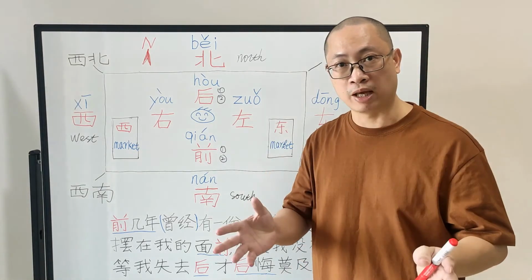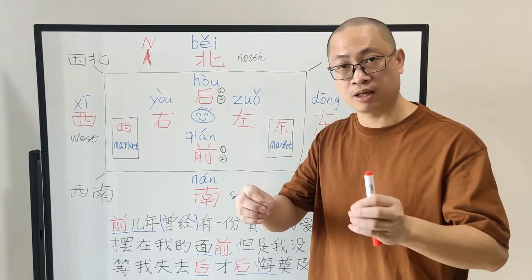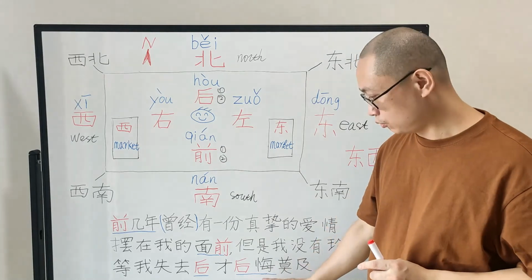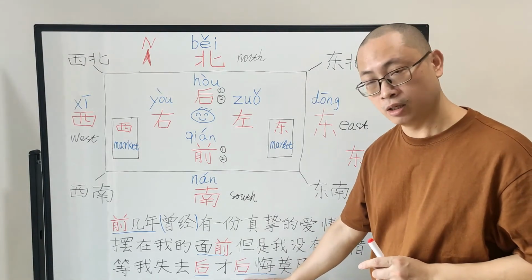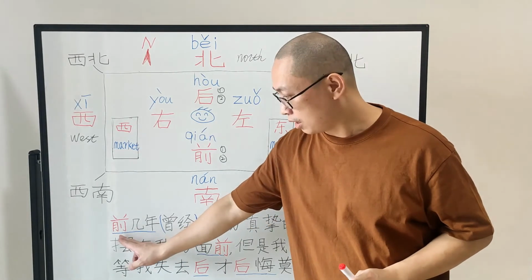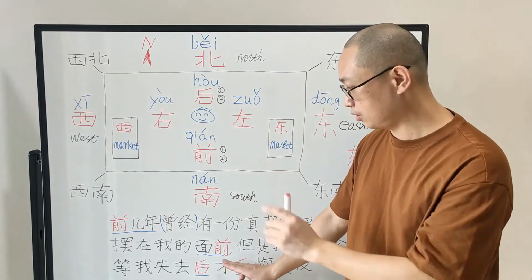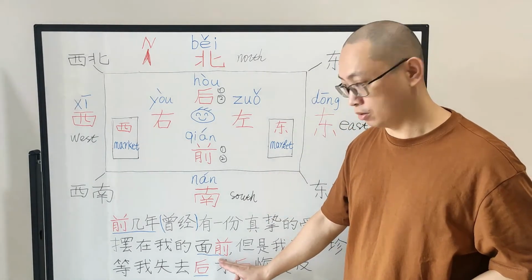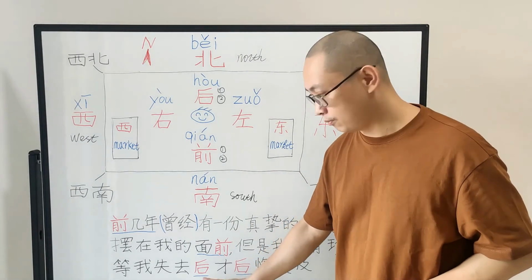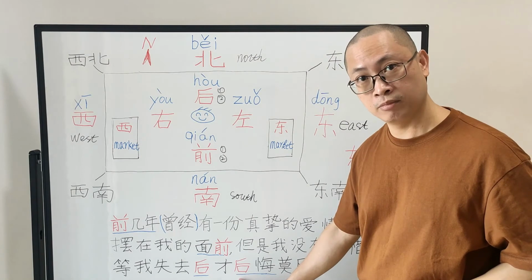When do you feel regret? You only regret after a specific event happened. 后 later, regret. Time. Okay. 前 several years. Time. 面前 face, front. 前 direction. Lost it later. 后 time. Later regret. 后 time.